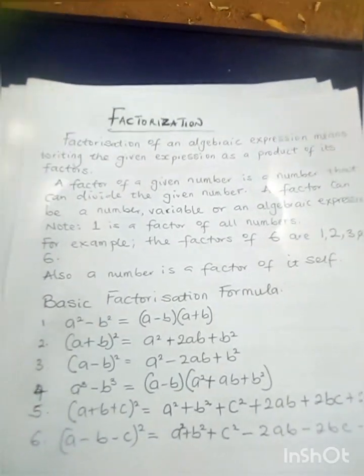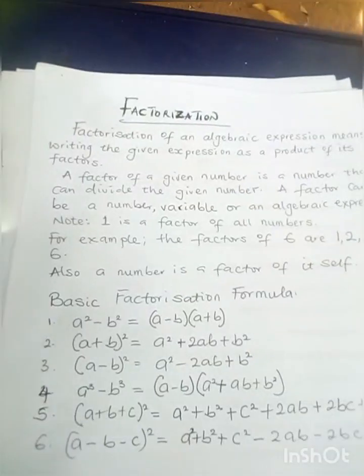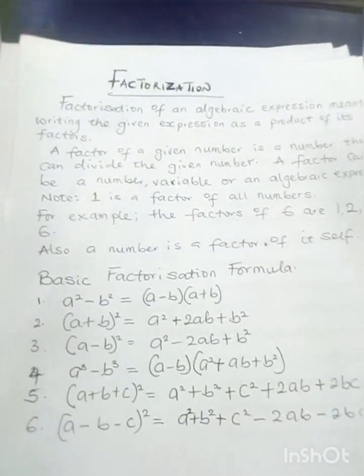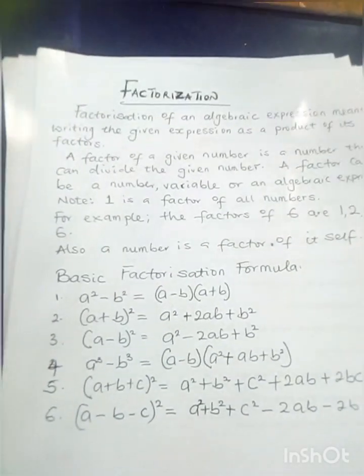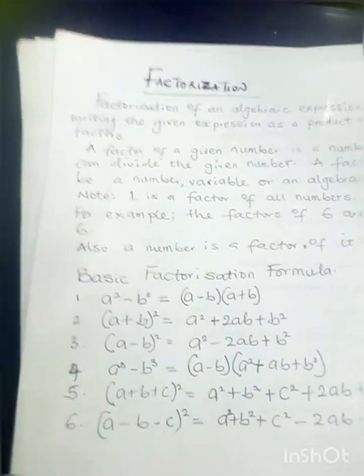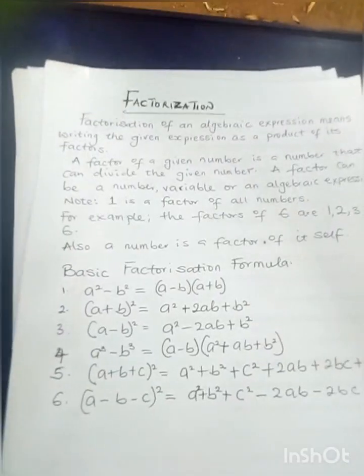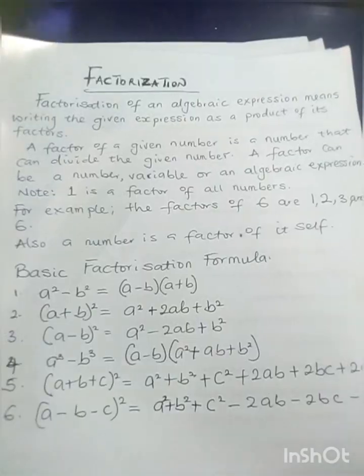Also, a number is a factor of itself. For example, 6 is a factor of itself. If 6 goes into 6, it will give you what? 1. If 1 goes into 6, it will give you what? 6. As 1 is a factor of all numbers, also a number is a factor of itself.